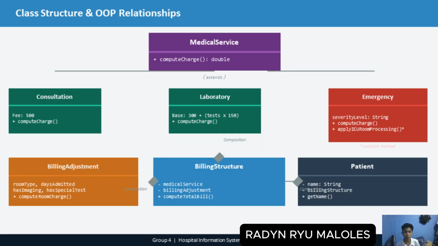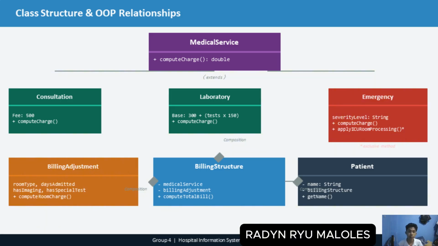To accomplish the requirements of the case scenario, we leverage five fundamental OOP principles. First is inheritance, where our consultation, laboratory, and emergency classes all extend a parent medical service class to inherit common traits while defining their unique behaviors. Next is composition, which defines our strict has-a relationships. A patient owns a billing structure, which in turn tightly owns both the medical service and billing adjustment components.